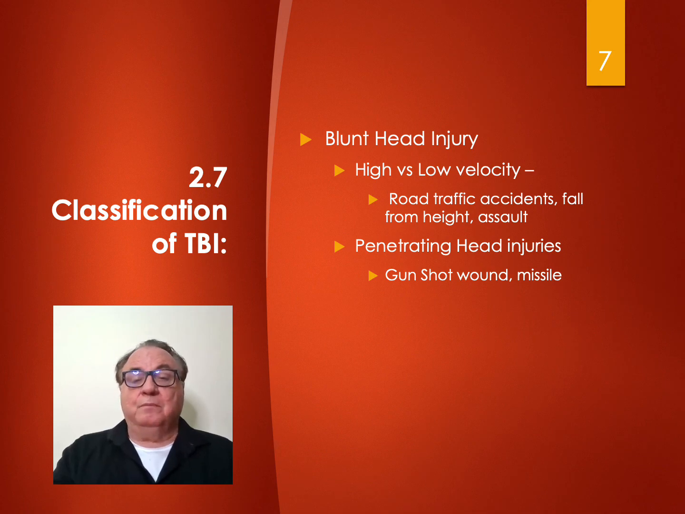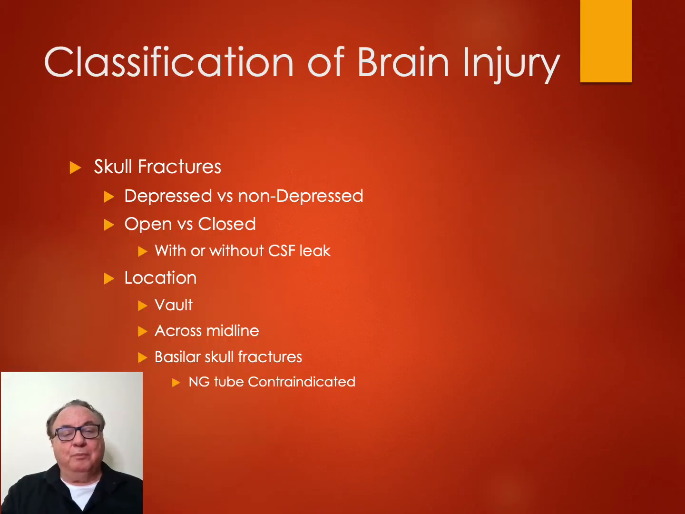Classification of TBI. There are many classifications. One is high versus low velocity. Road traffic accidents, falls from a height, or assault will be high velocity injuries. Penetrating versus blunt, penetrating including gunshot wounds and missiles. Skull fractures can be depressed or non-depressed, open or closed, with or without a cerebrospinal fluid leak. Their locations can be on the vault, across the midline, or basilar. In that case, an NG tube has a relative contraindication.